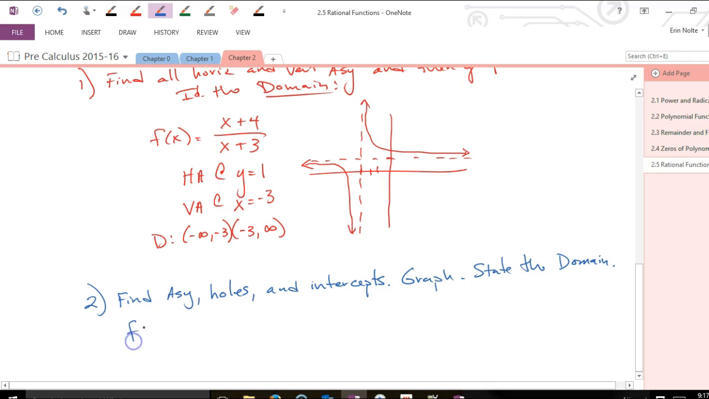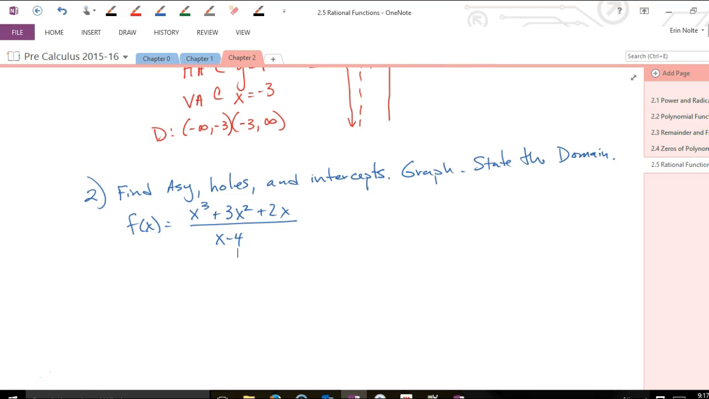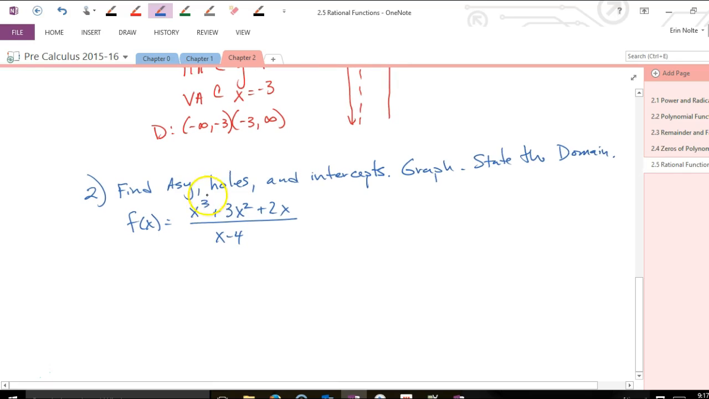Okay. So this time, let's say my function is x cubed plus 3x squared plus 2x over x minus 4. Okay, so let's talk about our horizontal asymptotes first. The horizontal asymptote, is this bigger on the top, bigger on the bottom, or is it the same? Okay, so since it's bigger on the top, that means that we have a slant asymptote.